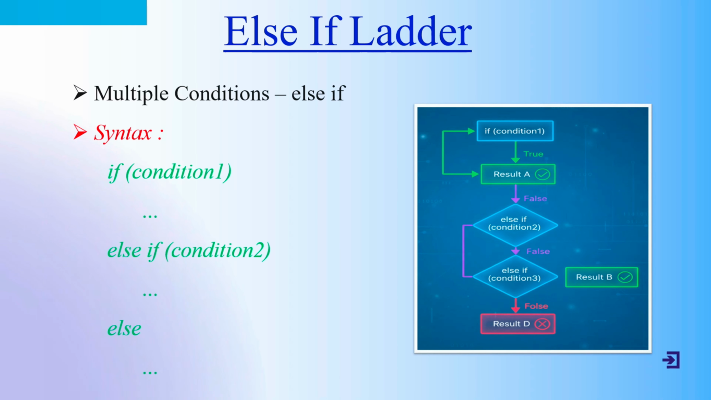Let us understand elif ladder. What if we have multiple conditions to check? See, in a single if statement, we are checking only one particular condition. If the condition is true, then the if part is executed. If not, then the else part is executed.